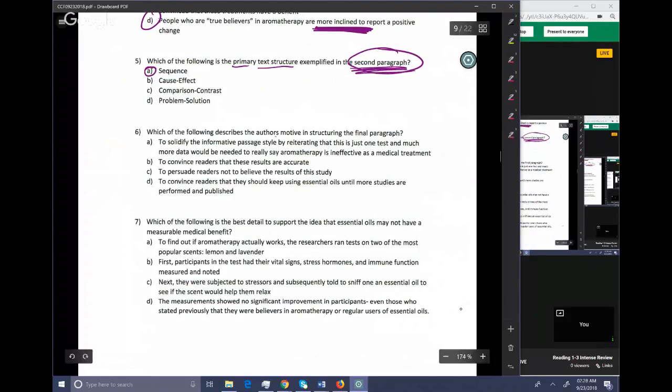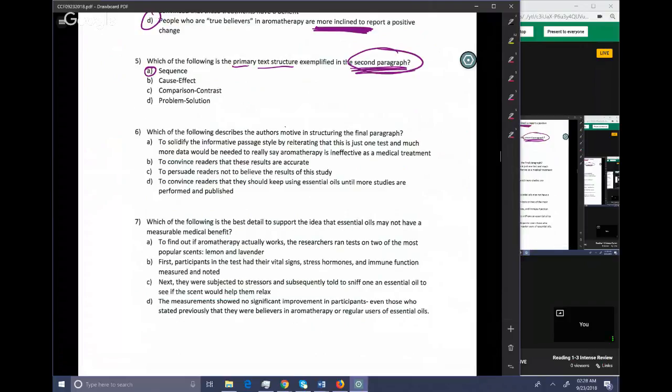Which of the following describes the author's motive in structuring the final paragraph? Author's motive is like author's purpose, except this is getting really specific in saying how they structured the final paragraph. This is not one of those questions that you glance at and you're like, oh, I know how to answer this. This is a question that you read the question and you're like, I don't know. You got to read your answers to even figure out what they're talking about, much less pick an answer. So this is going to be based on what they give you as an option.